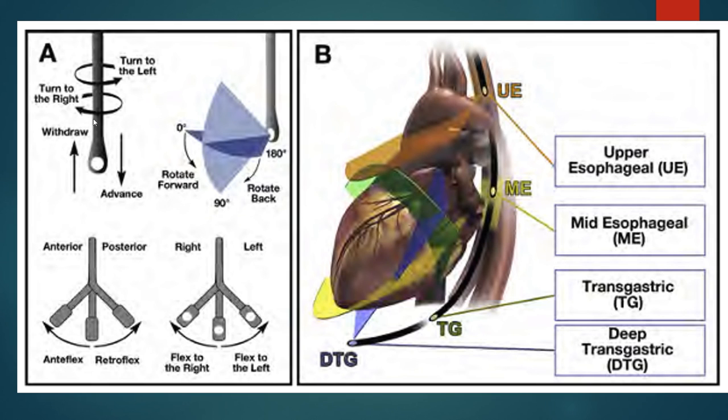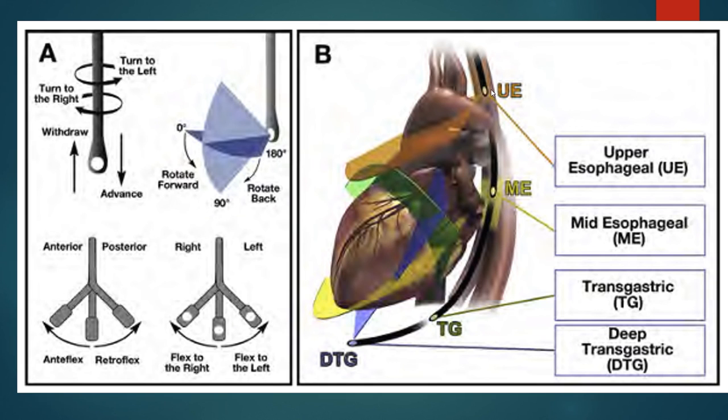So just to review, we're going to talk about clocking and counterclocking. We're going to talk about advancing and withdrawing the probe. The degrees change our imaging plane, so even though we're at the same depth in terms of your probe, you can rotate your planes, and then antiflex and retroflex, as well as left and right knob.